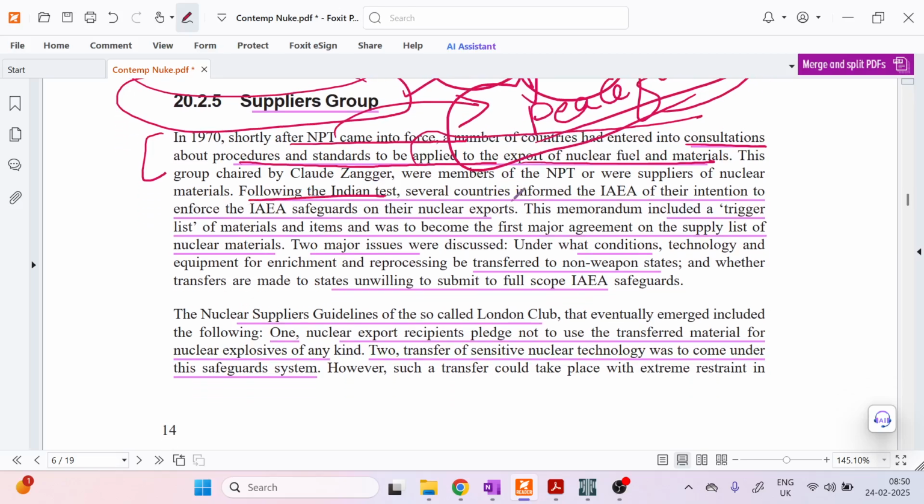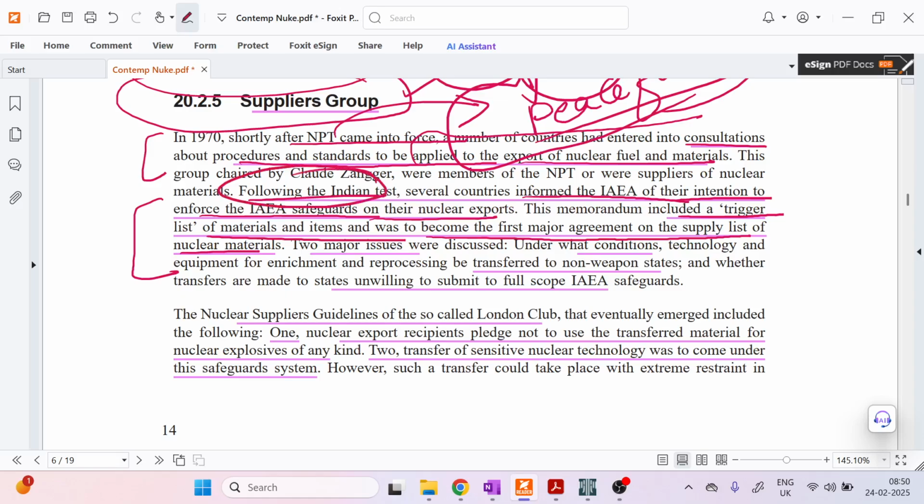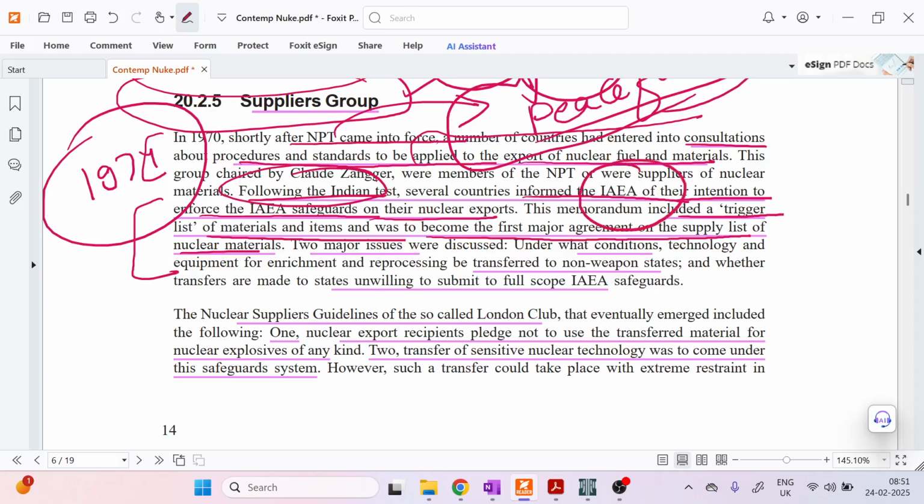So following the Indian test, several countries informed the IAEA, this agency, of their intention to enforce safeguards on their nuclear exports. So this memorandum included a trigger list of material and items and was to become the first major agreement on a supply list of nuclear material. So after the Indian nuclear test in 1974, many countries agreed to conditions of the International Atomic Energy Agency, for which all such safeguards would be put in place.